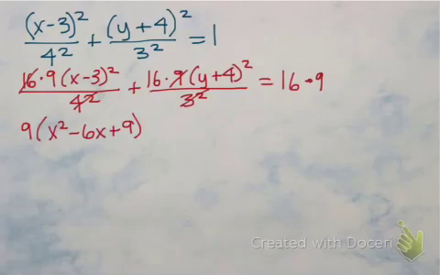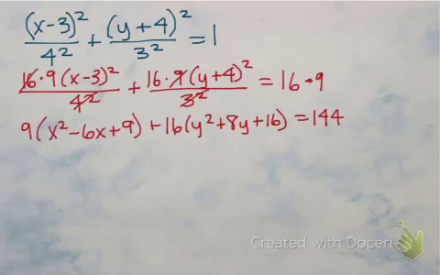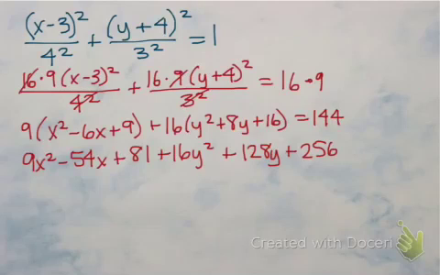So you end up with 9 times the quantity x squared minus 6x plus 9 plus 16 times the quantity y squared plus 8y plus 16, and all of that is equal to 144. Now we can distribute, so we get 9x squared minus 54x plus 81 plus 16y squared plus 128y plus 256 equals 144.